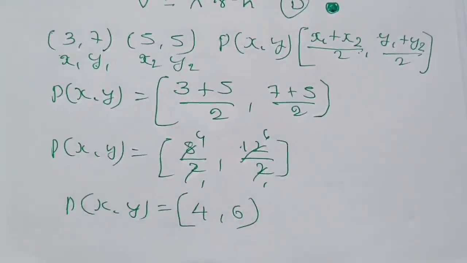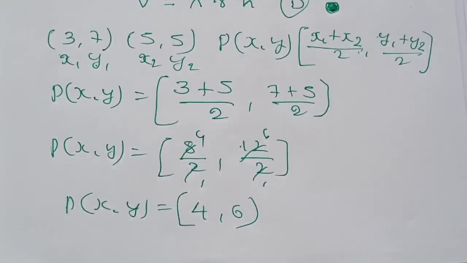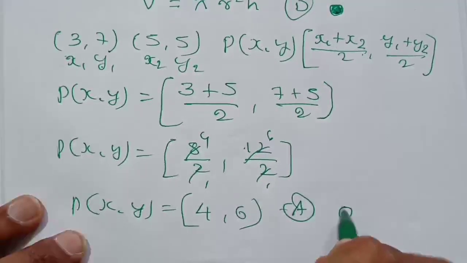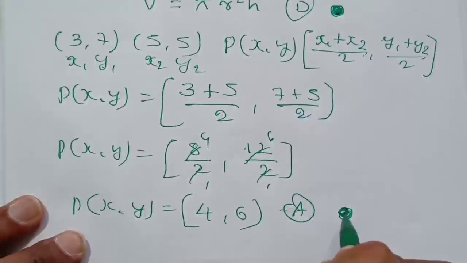So that means which option is right, children? 4, 6 will be there in which option? Okay, let me check. 4, 6 is there in A option. Therefore the A option is correct, so you need to shade in A option.